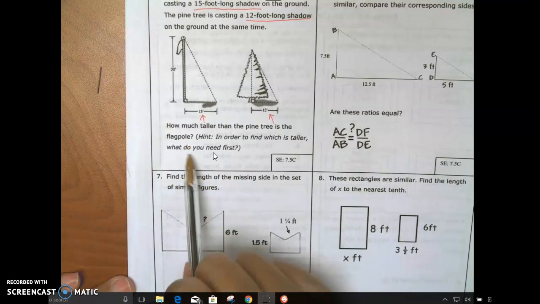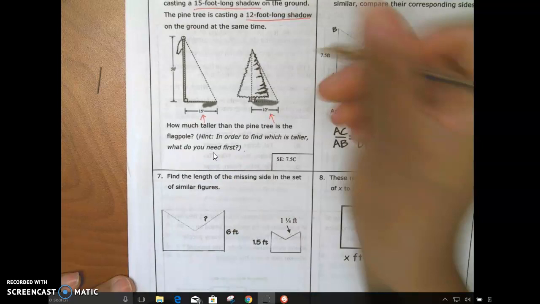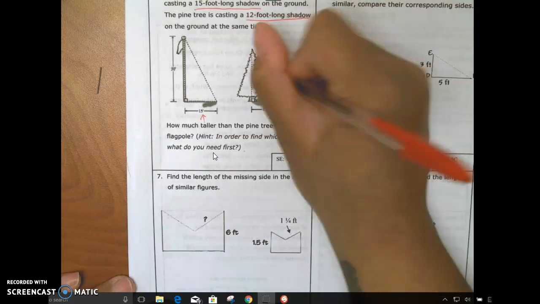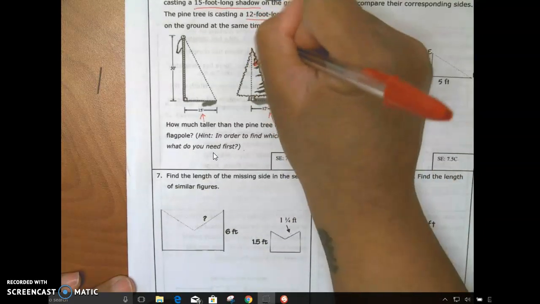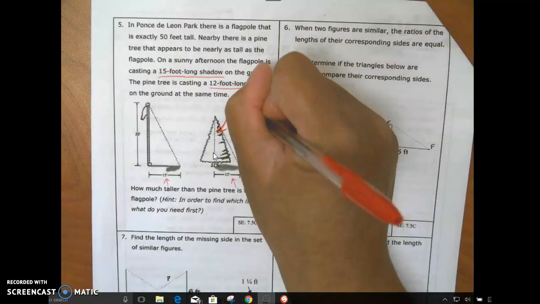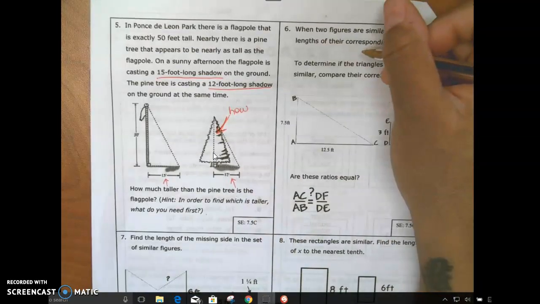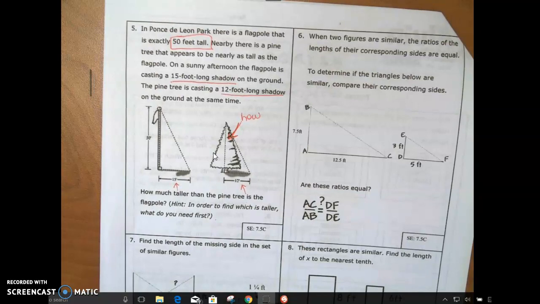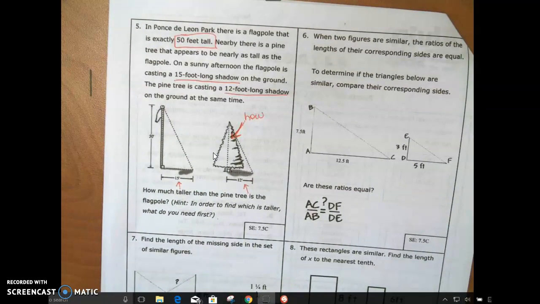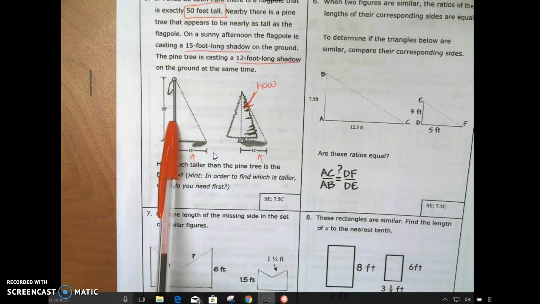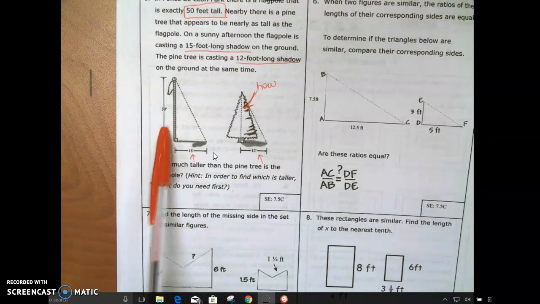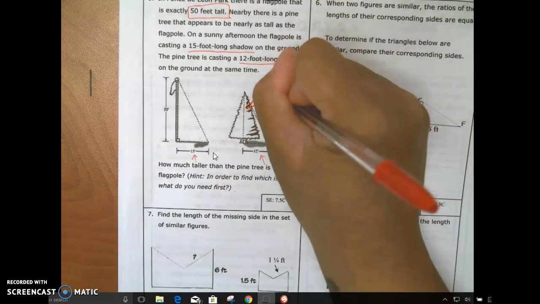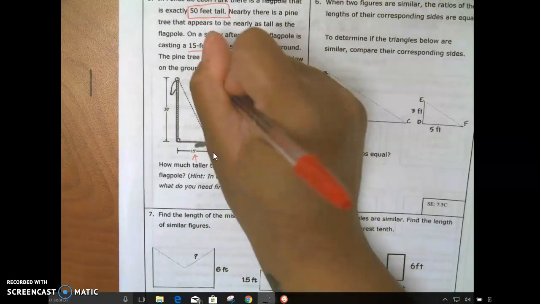So, in order to find which is taller, what do you need to do first? No, before I subtract, what am I subtracting? What do I not know? No, it's not asking for area. What do I not know? The height of what? Do I know height here? What is the height here? No. 50. Do I know the height here? No. How tall? Okay. So I need to make a what?